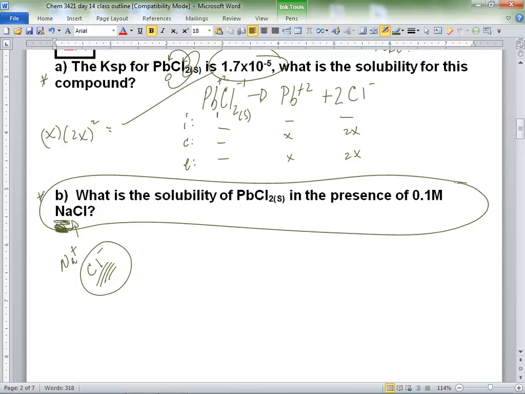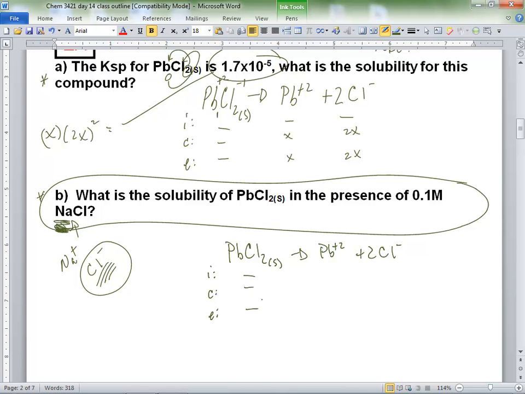Remember how to set this up? Let me just set it up quick, just so you remember. PbCl2 solid goes to Pb plus 2 and 2 Cl minuses. Remember, at the beginning of these exams there's conceptual stuff, so that could be in there. Otherwise you have to go through all the work of calculating, and you don't have time for that.